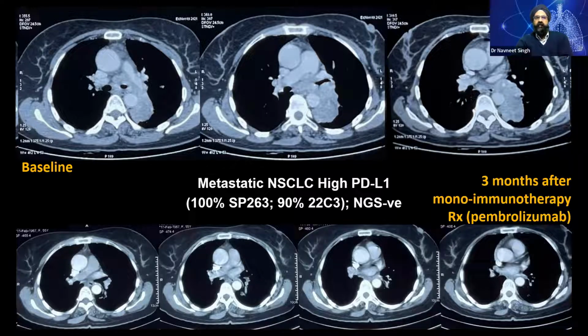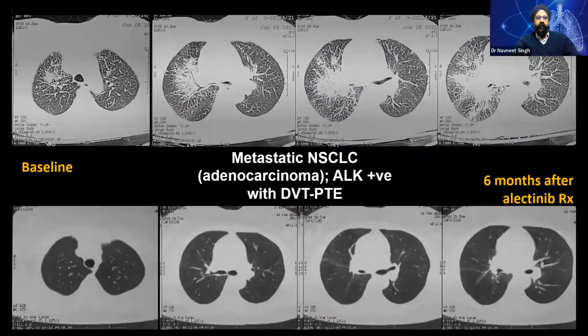And last but not the least, if you have a metastatic NSCLC with a high PDL1 and an NGS negative, you can see the baseline scans on the top, and again, almost complete improvement with 3 months of monoimmunotherapy, which is pembrolizumab. And you can see that even patients who have comorbidities, for example, a DVT PTE in metastatic NSCLC and who's ALK positive, 6 months of alectinib treatment does wonders.